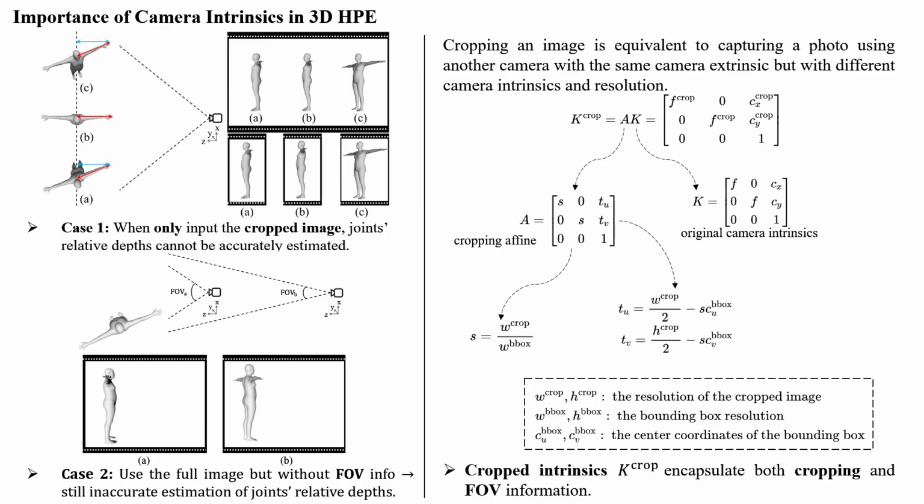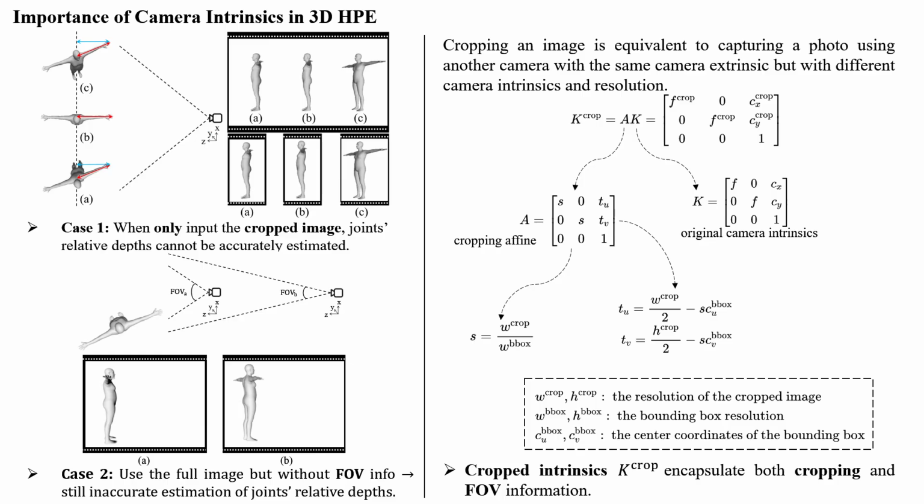Case 2 shows that even when using the full image but without FOV information, the estimation of joints' relative depths is still inaccurate. In this case, two cameras at varying distances from a human subject capture images, resulting in images A and B. Both cameras share the same optical axis but different FOVs. The two images look quite different, but they have the same relative depth labels. This shows that FOV is also important for depth estimation.